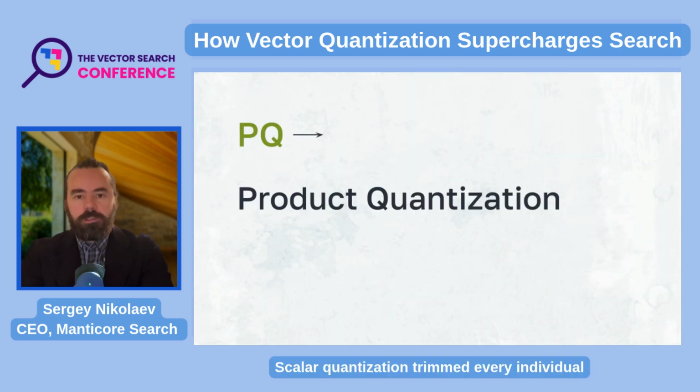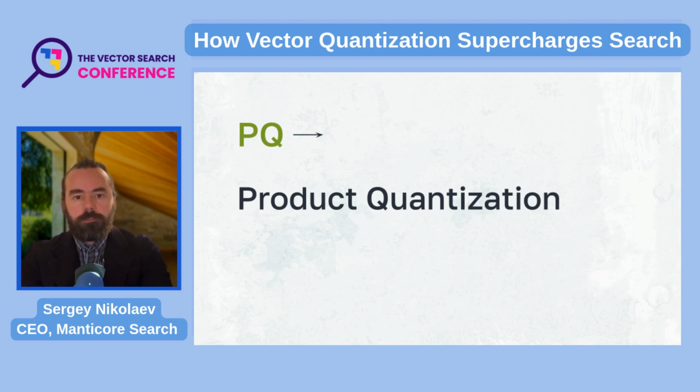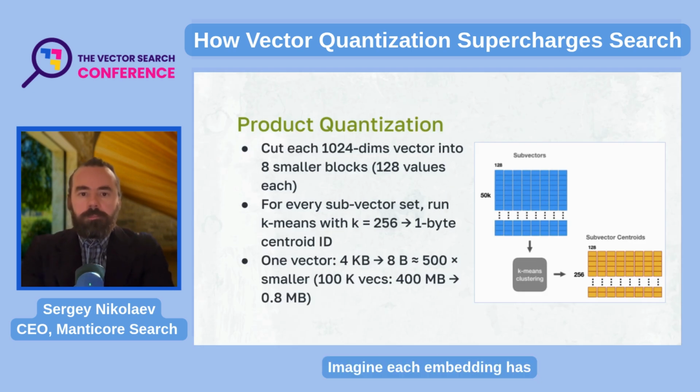Scalar quantization trimmed every individual number. Product quantization compresses the whole vector. Let's walk through it with round numbers. Imagine each embedding has 1024 dimensions. Any large size works, but 1024 keeps the math tidy.